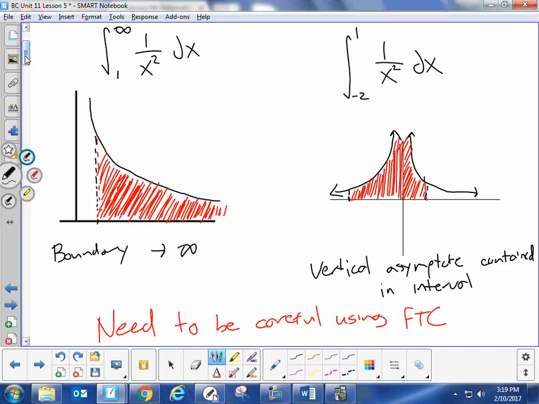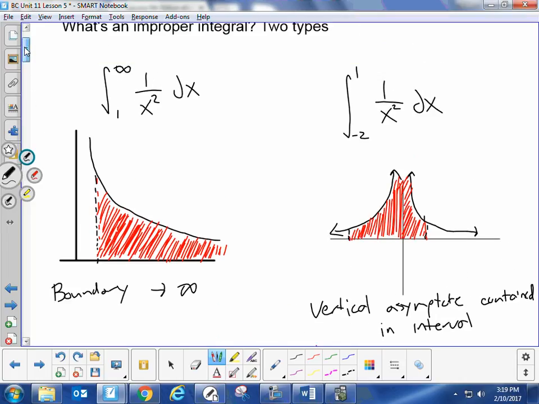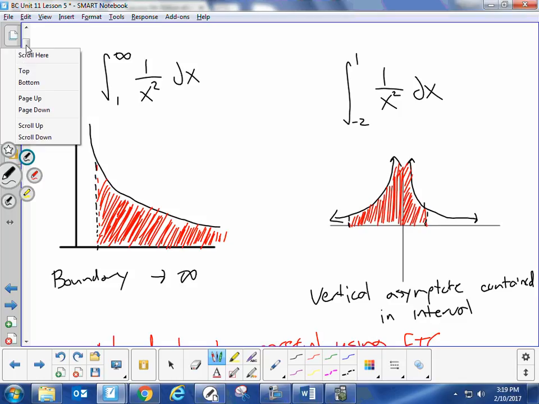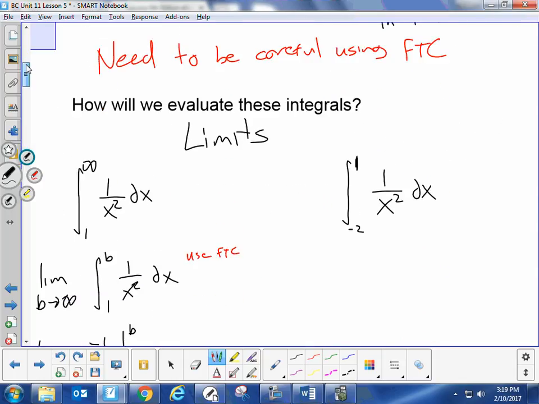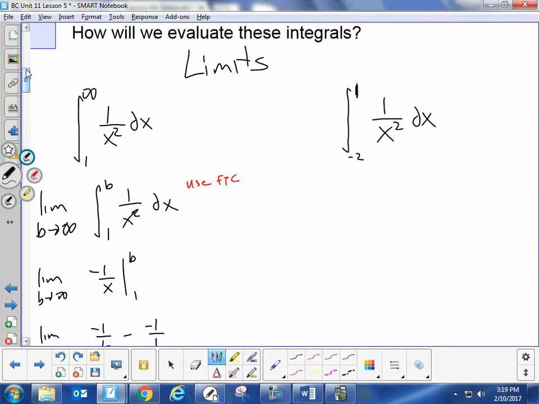Okay, we understand that. Well, now let's see what happens if I go from -2 to 1 of 1 over x squared. When I'm dealing with this, we need to use our friends the one-sided limits. Oh gosh, not now. Things are going so well.